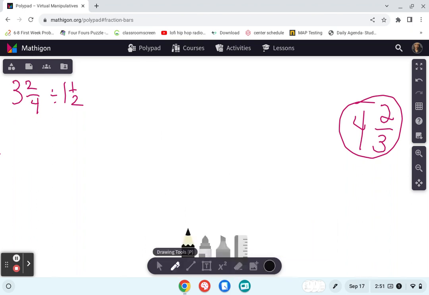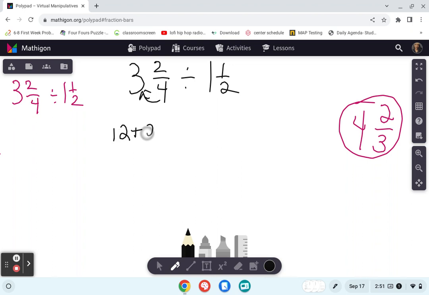So let's start from the beginning. I have 3 2/4. This is my dividend. I need to know how many 1 1/2s I can find there. So let's start here. What's 3 times 4? That's 12 plus 2 is 14. I think I already saw what I did that was crazy. And then I'm going to divide that by 2 plus 1 is 3 over 2.